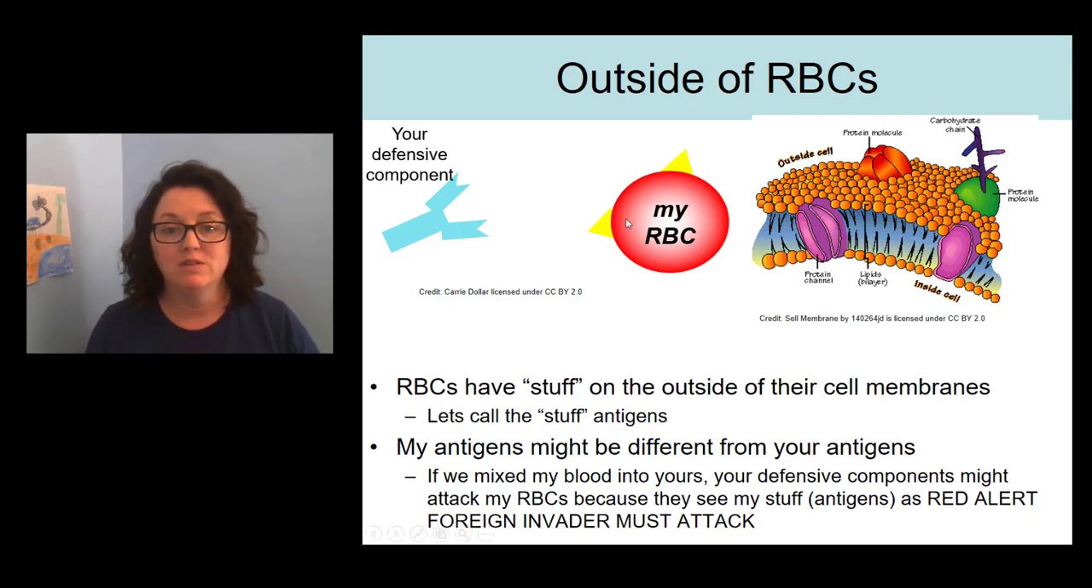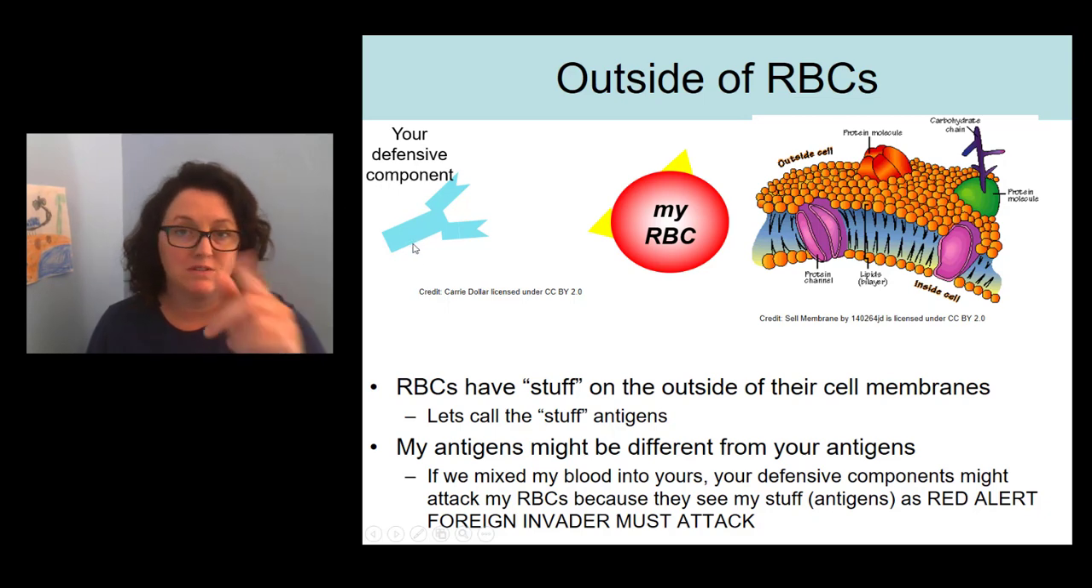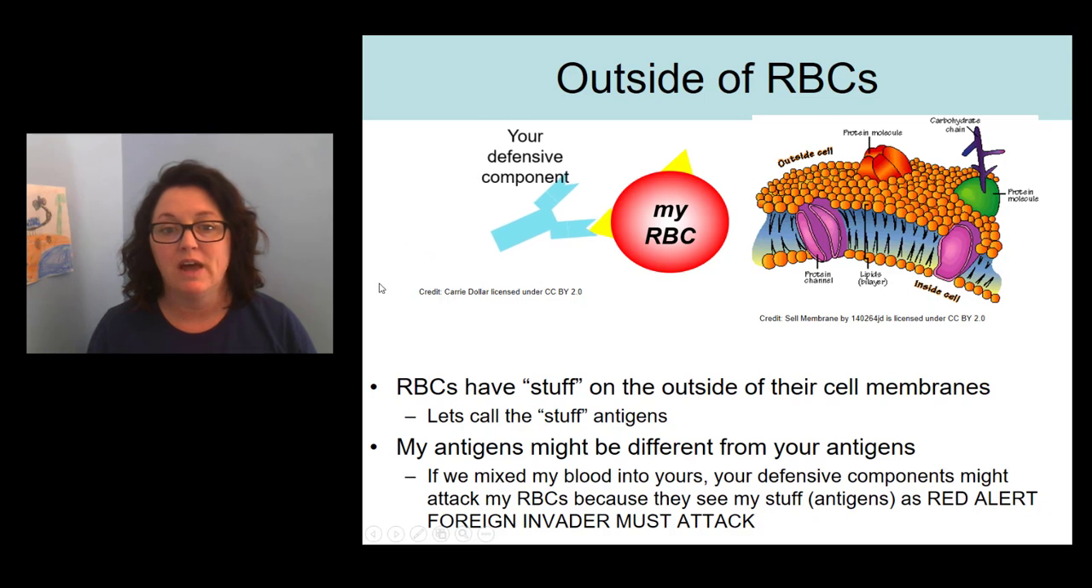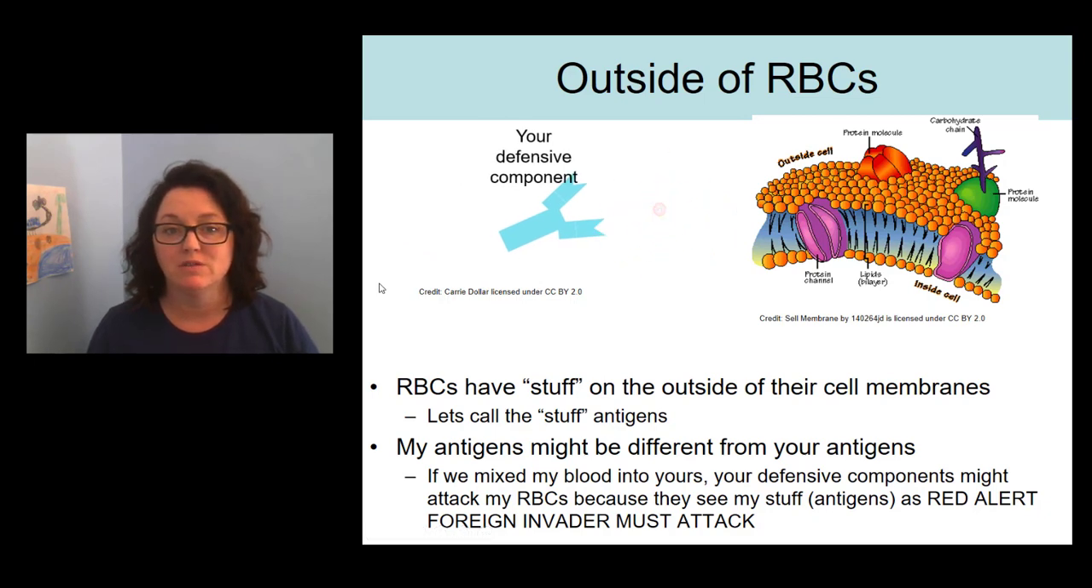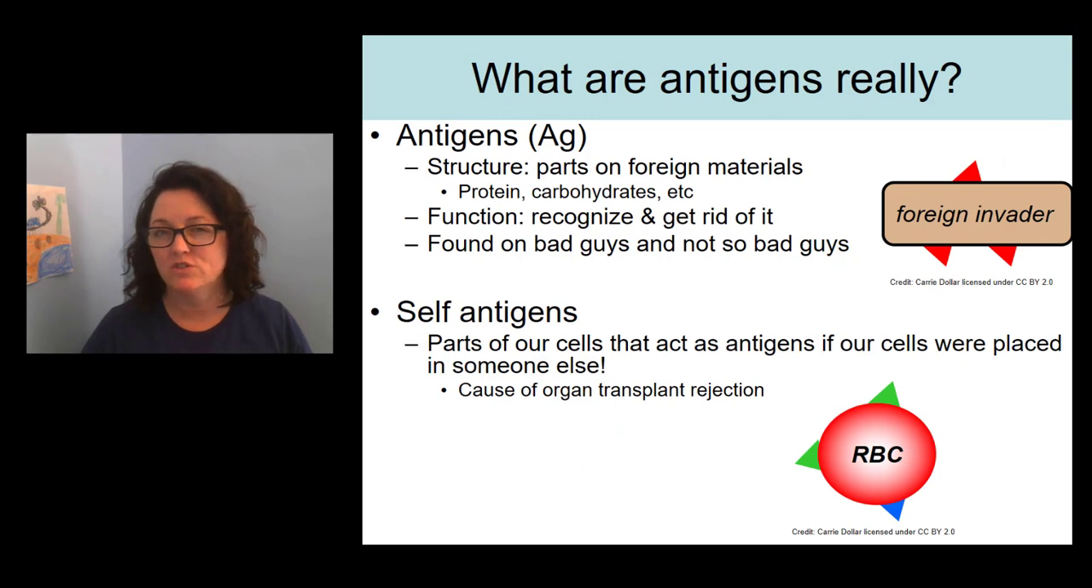So let's say this is my red blood cell and this is your defensive component. This is an antibody, right? It's going to attack and kill my red blood cells, right? So what are antigens really, right? So antigens are proteins or carbohydrates or protein-carbohydrate combinations on the outside of a foreign cell, right? So this is maybe on the outside of a bacterium, but it could be on the outside of a donor cell, for example, okay? And the function of the antigen is that it allows our immune system to recognize foreign material and get rid of it, okay?